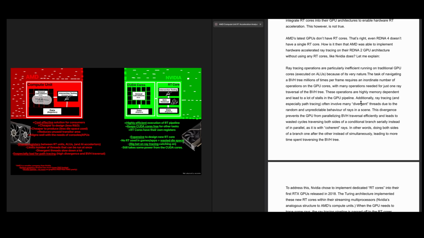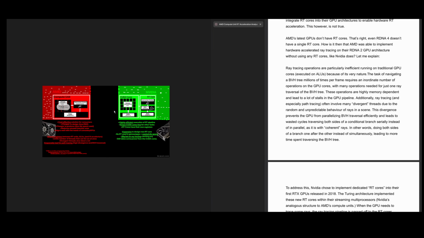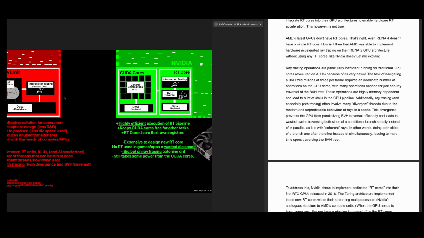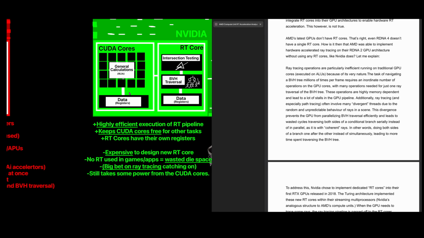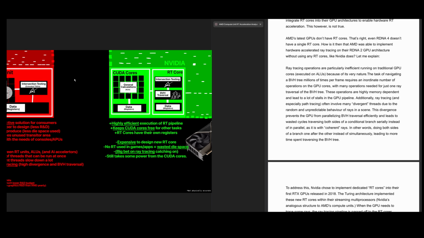To explain, let me talk about ray tracing for a second. Doing ray tracing on the general purpose compute cores, something that Nvidia calls CUDA cores, is very inefficient. A lot of it comes down to the very nature of how ray tracing works. Ray tracing in a scene requires navigating a BVH tree millions of times per frame. Yeah, millions per frame. So however many frames per second you're getting, multiply it by that. And the task of tracing just one ray requires many operations on the GPU core.